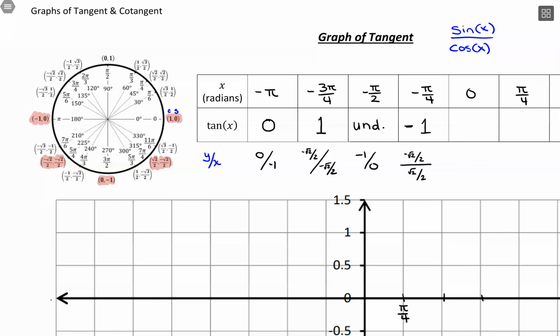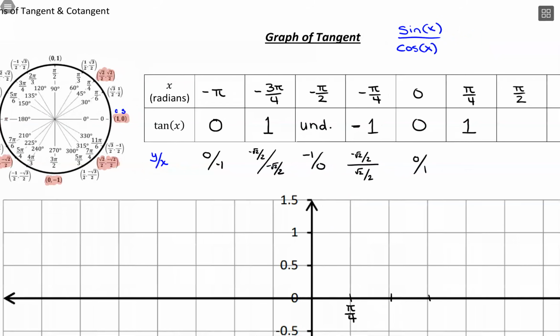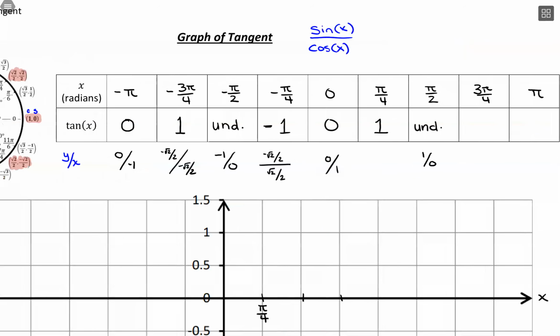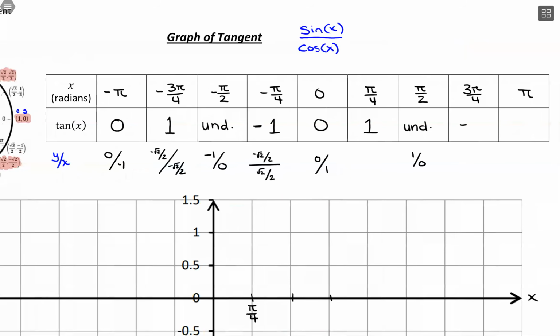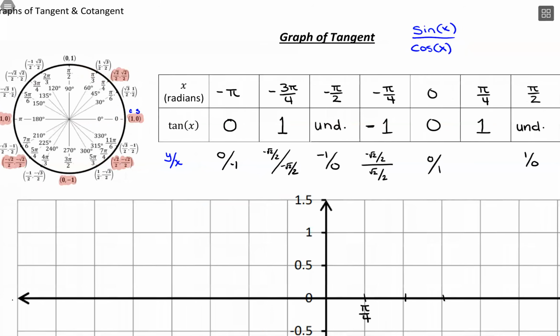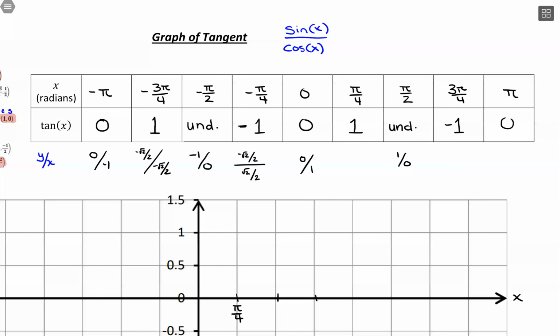so that'll come out to a negative 1. And then at 0, we'll have a y coordinate of 0 divided by x coordinate of 1, which is 0. Positive pi over 4, we're at root 2 over 2 divided by root 2 over 2, so that'll be a positive 1. And then 1 divided by 0 will be undefined. And then root 2 over 2 divided by negative root 2 over 2 will make for negative 1. And then at pi, it'll be the same thing as negative pi, which will be 0.